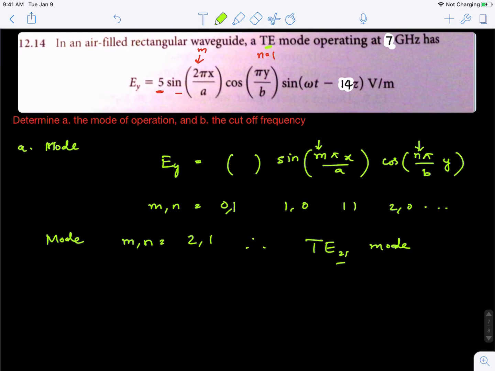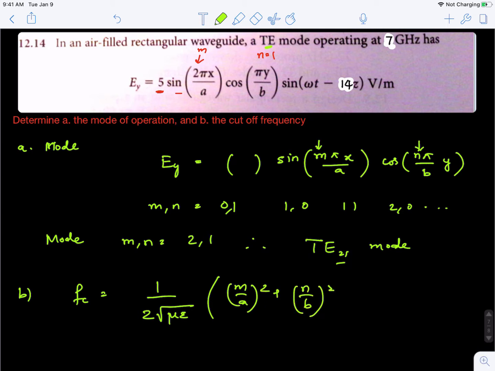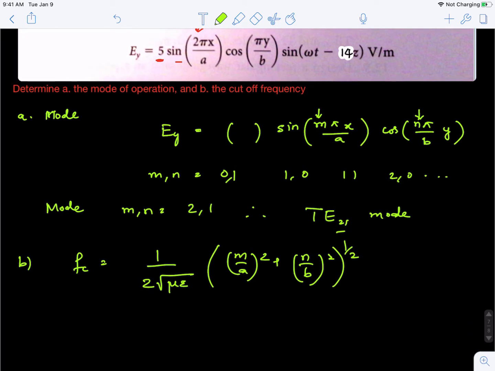Now the next question is, find the cutoff frequency. We know the formula for cutoff frequency is 1 by 2 square root of mu epsilon multiplied with the square root of (m/a) whole square plus (n/b) whole square. So this is the formula for the cutoff frequency. But we know what epsilon would be because it's an air-filled rectangular waveguide. Mu would be equal to mu naught, epsilon would be equal to epsilon naught. So those things are resolved. m is 2, n is 1, but we don't know what a and b are. So that's not given in the problem.